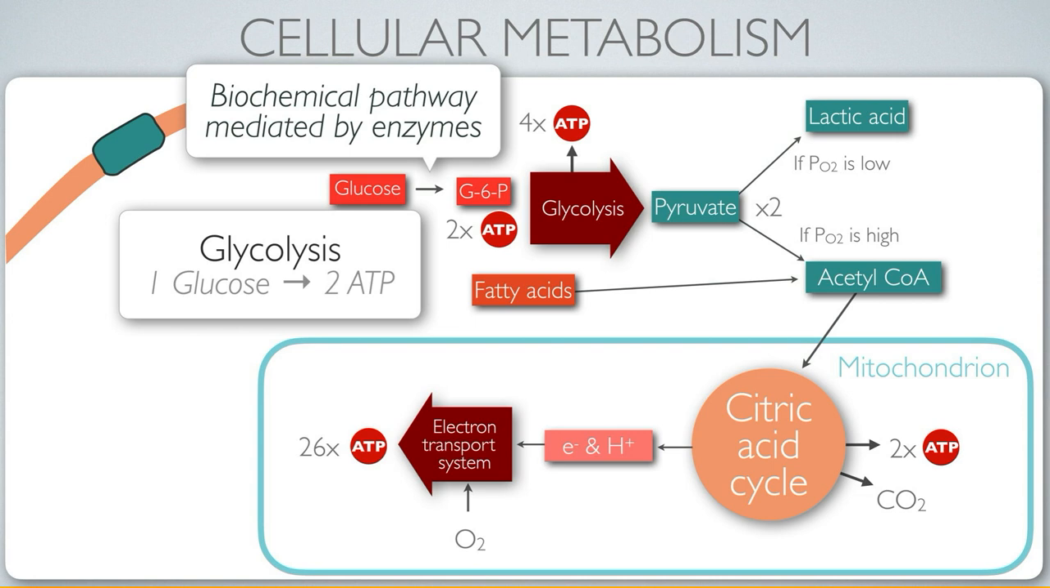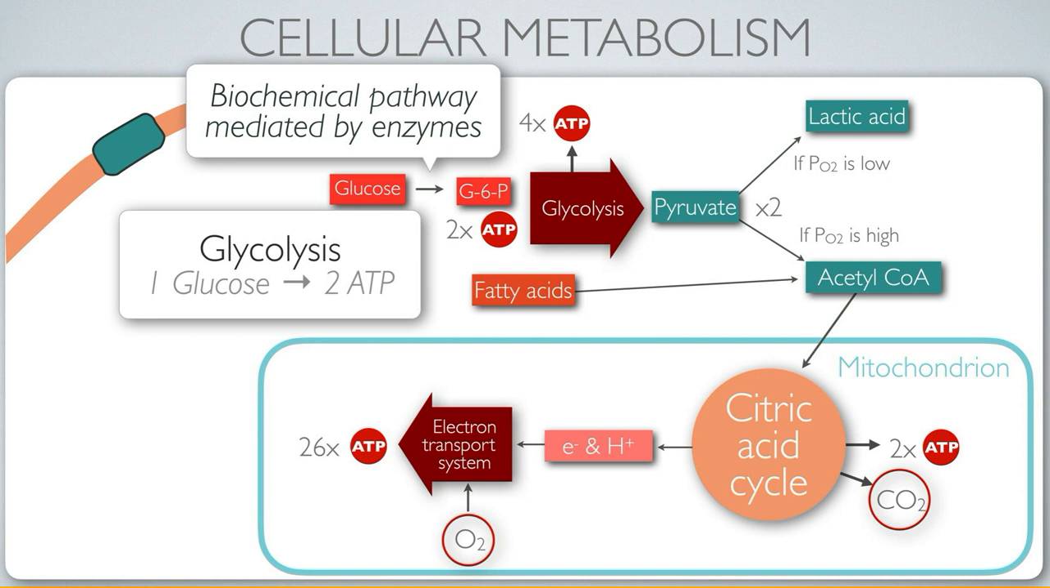So if glucose provided the substrate, then we're left with a really high payoff. And by the way, this series of biochemical reactions explains why we breathe. Oxygen is required here, and carbon dioxide is a byproduct of the citric acid cycle. That's the reason for the respiratory system and why our circulatory system transports those dissolved gases.